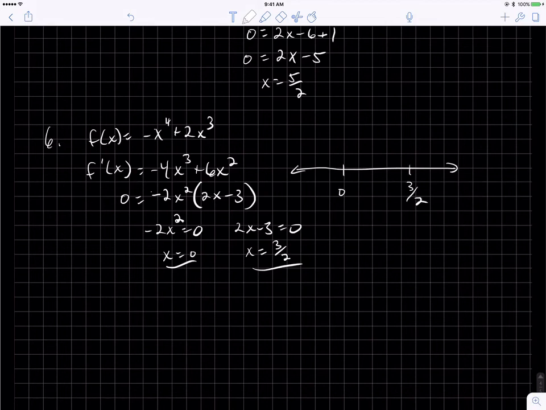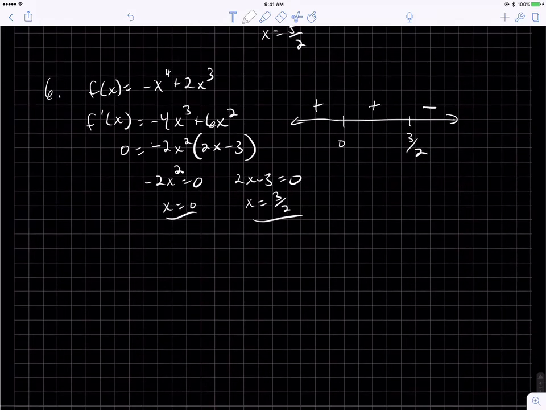So if I plug a negative number into the derivative, I get a negative times a negative, I get a positive. If I plug in 1, I get a positive times a positive, another positive. If I plug in 3, I get a negative times a positive, that's a negative. They wanted the extrema. So there is a max. You should say f of x has a relative max at 3/2, and I have to get the y value.